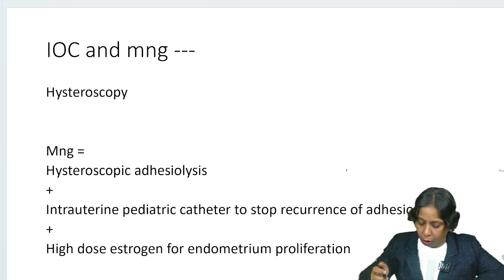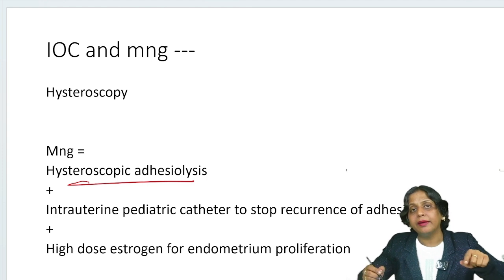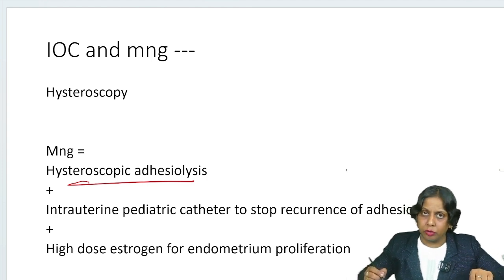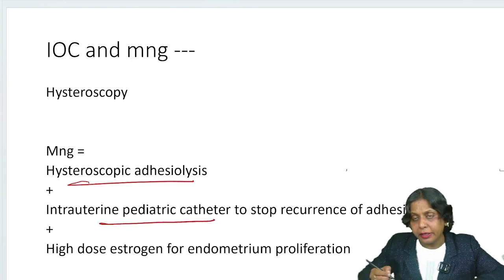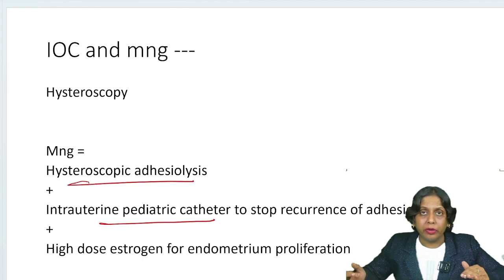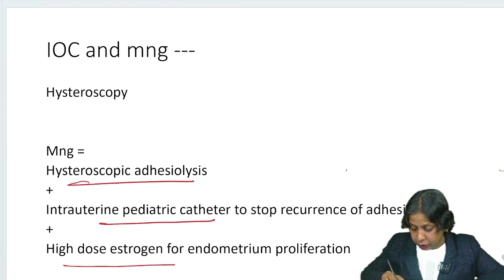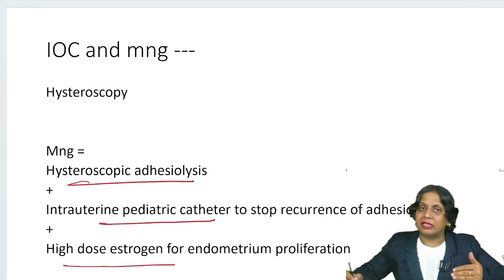Okay, and how will we manage it? We will remove those adhesions then and there only by hysteroscopy. Okay, and we will also put an intrauterine pediatric catheter so that the adhesions don't reoccur, and we will give a high dose estrogen to facilitate the endometrium proliferation.